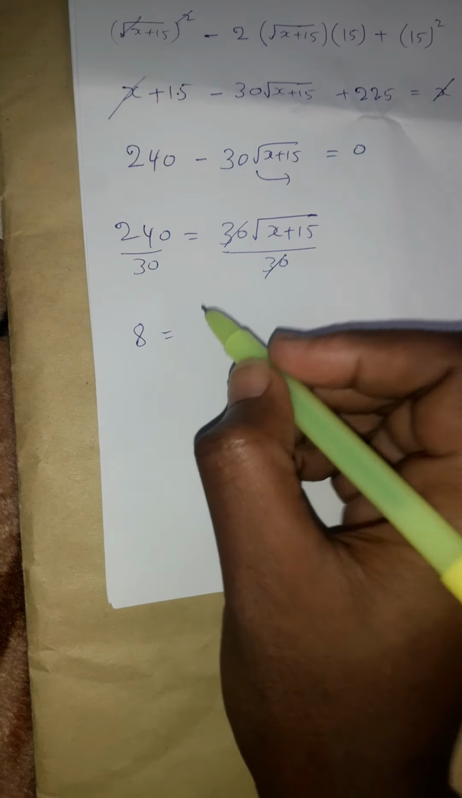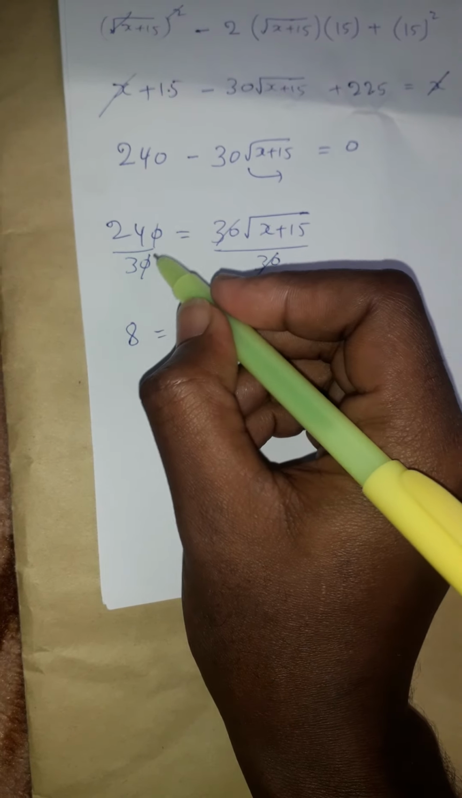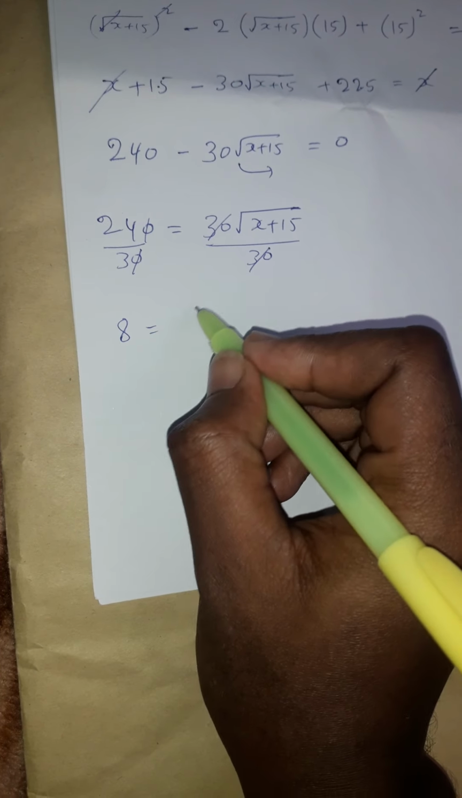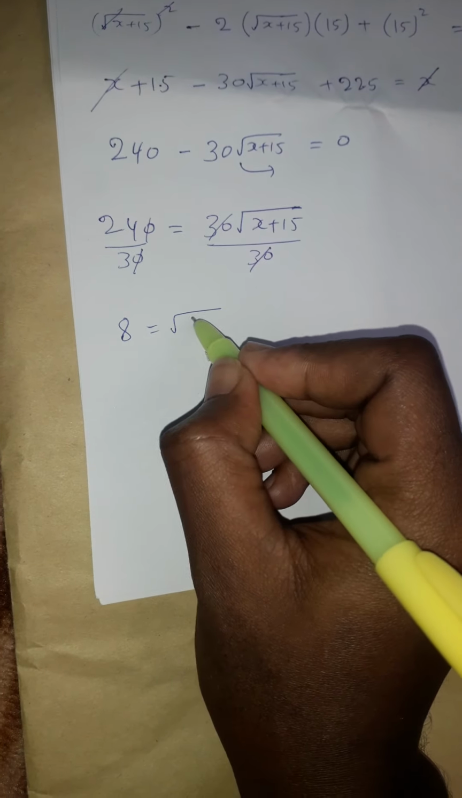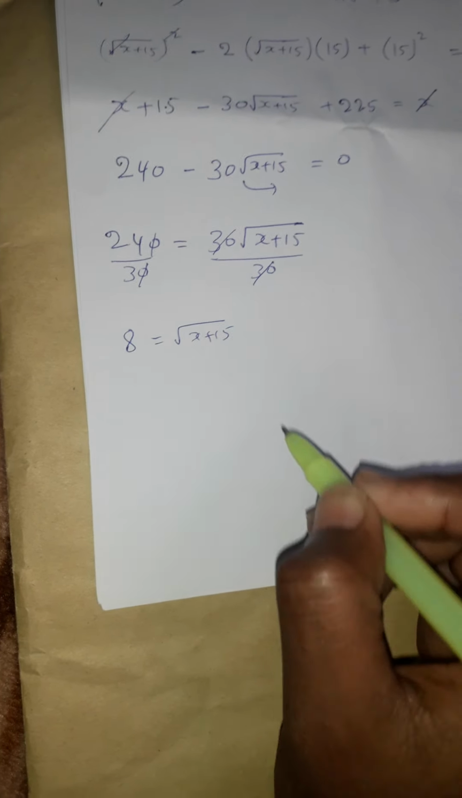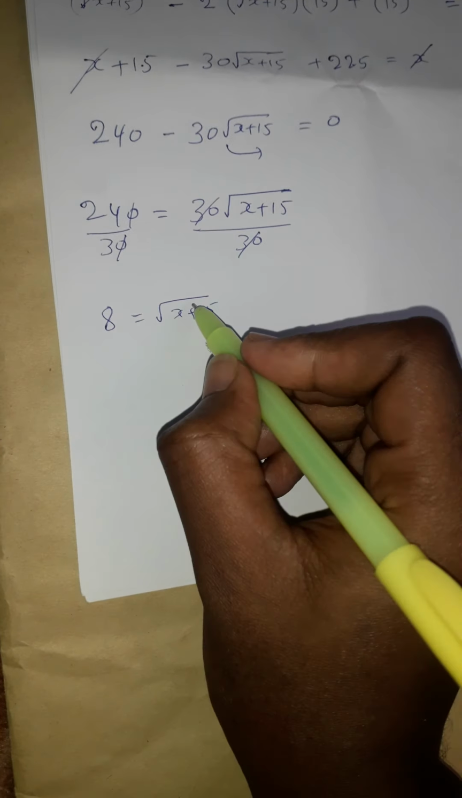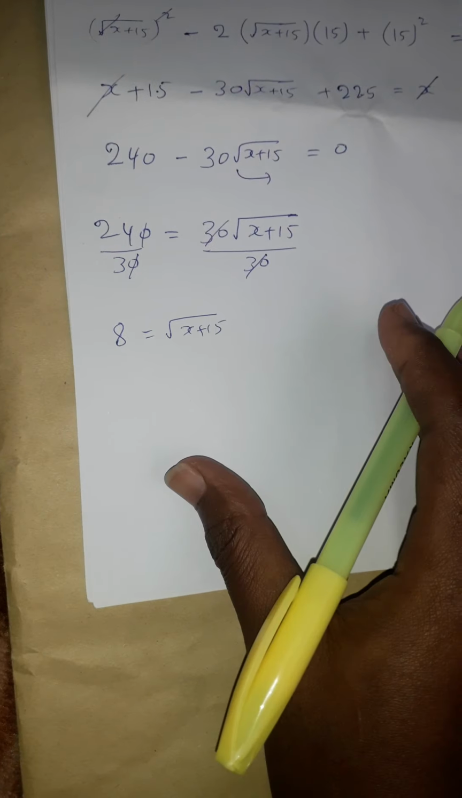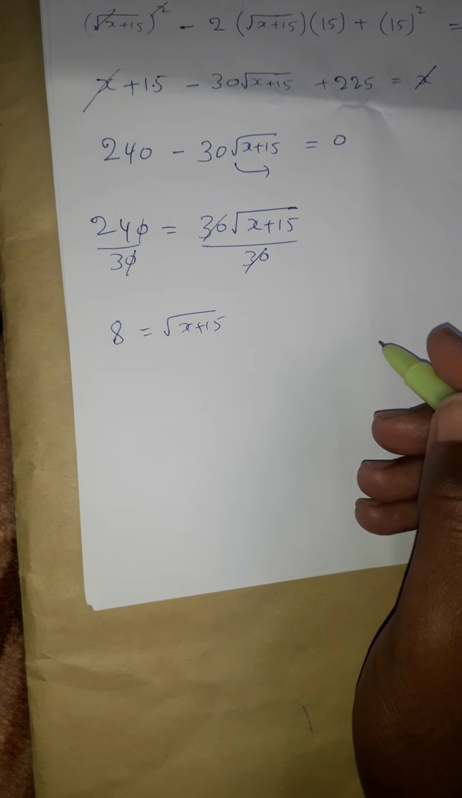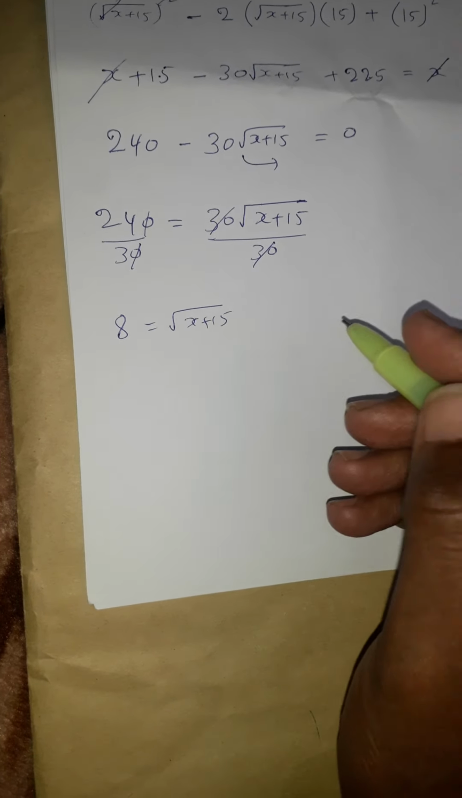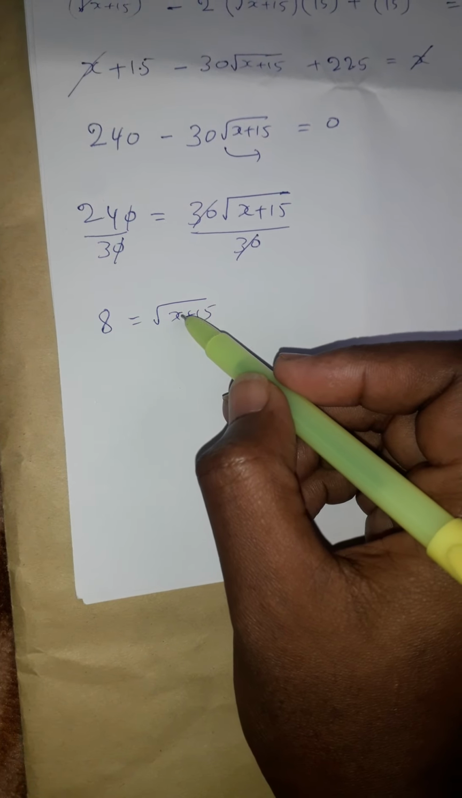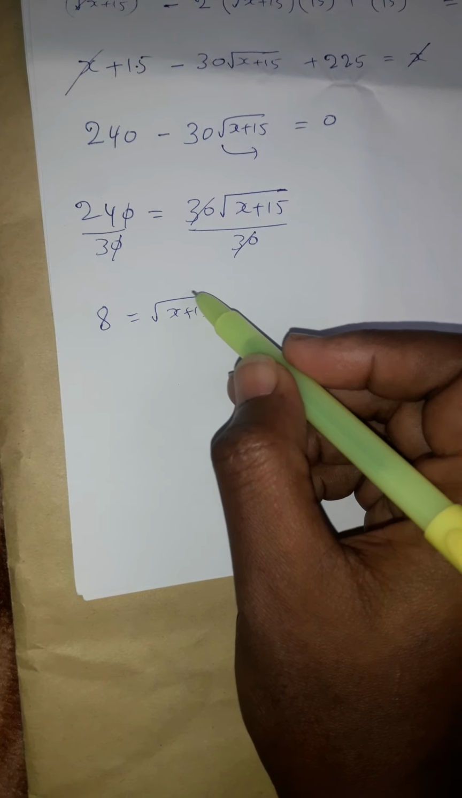So that means 0 cancels 0, 24 divided by 3 is just 8. So you are left with 8 equals root (x plus 15). Okay, now the equation is much simpler than the earlier one. So can you guess this number x? What number, if I add 15 and take the square root, gives me 8?